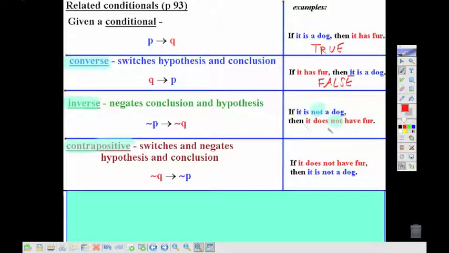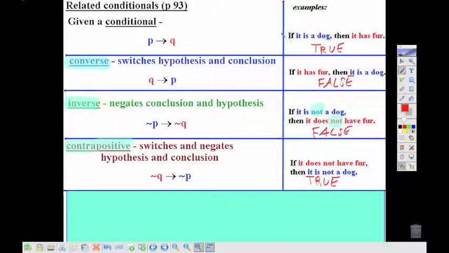Same thing with the next one. If it is not a dog, then it does not have fur. Well, my cat is not a dog, but it does have fur, showing that this sentence is also false. The contrapositive, though, if it does not have fur, then it is not a dog, would be true because we already said if it is a dog, it has to have fur.